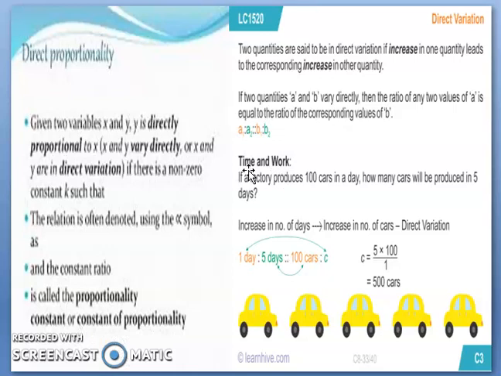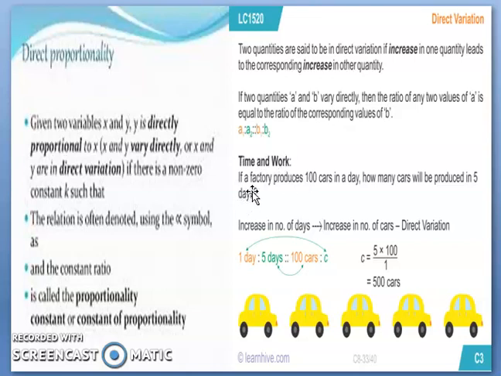One example we will see related to this direct variation. Two quantities are said to be in direct variation when an increase in one quantity leads to a corresponding increase in the other quantity. If two quantities A and B vary directly, then the ratio of two values of A is equal to the ratio of the corresponding values of B. So, A is to B, A1 is to B1 and A2 is to B2.